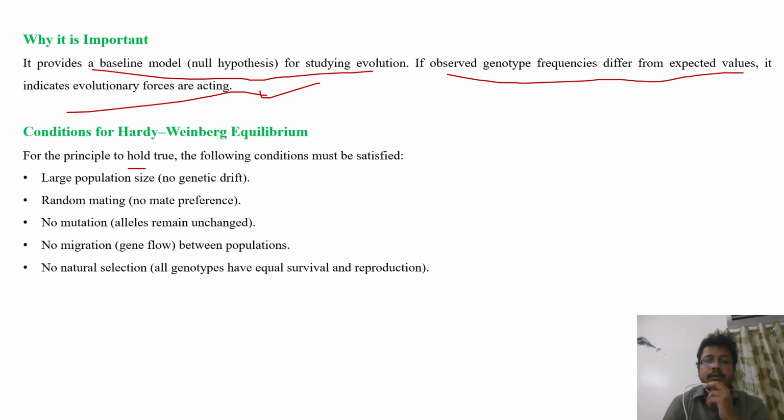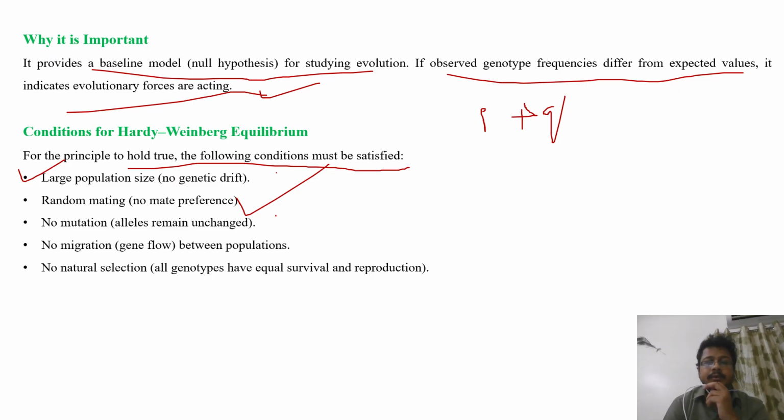For the principle to hold true, the following conditions must be satisfied. There should be a large population size, because with a large population size there will be no genetic drift. If the population size is small and genetic drift occurs, then allele frequency gets disturbed easily. So P and Q get disturbed easily, and P plus Q won't be 1 in that case. There should be random mating, with no preference, so that homozygous and heterozygous frequency remains constant, as we saw in the Punnett square.